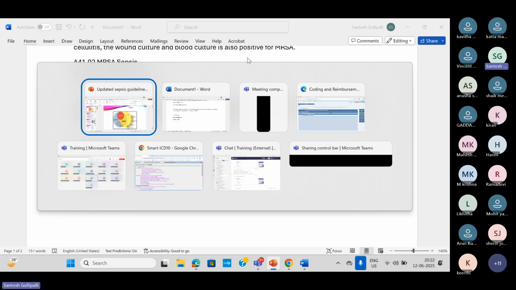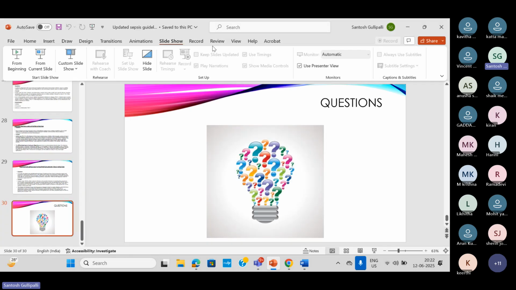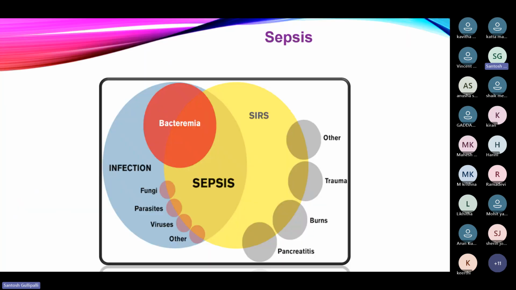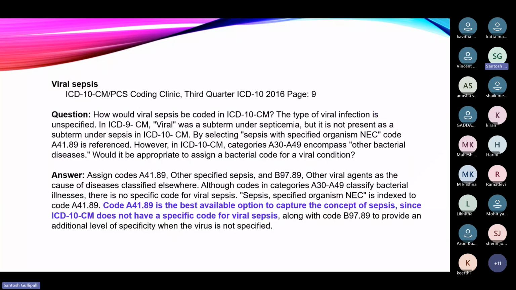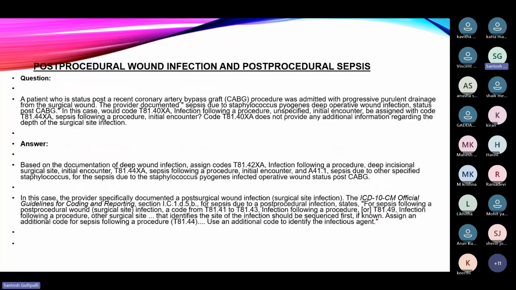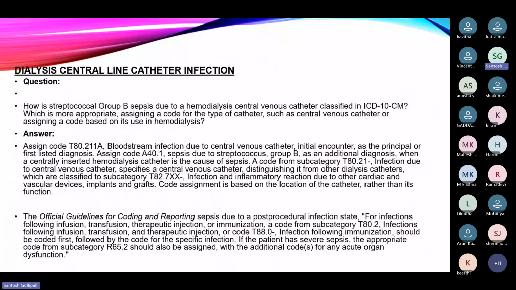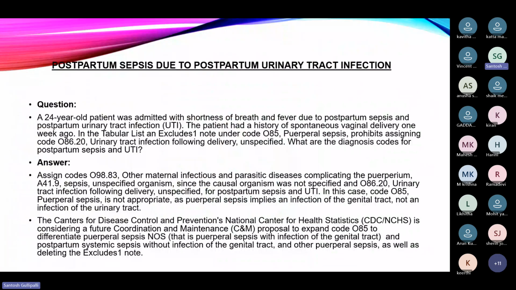Okay, so if the physician simply documented sepsis, by default you do not code for sepsis directly. At that time you check for clinical indicators. What are the clinical indicators for sepsis? I will show you.